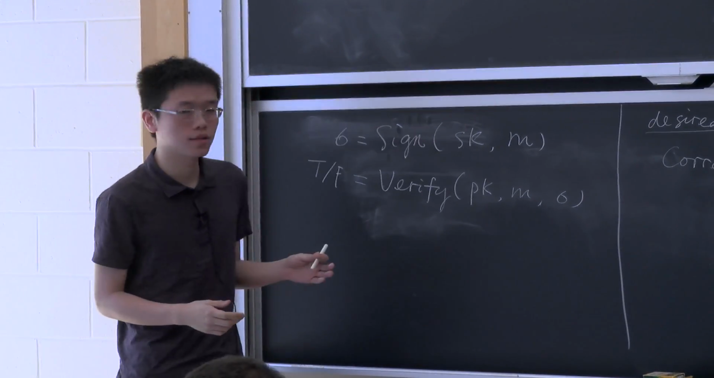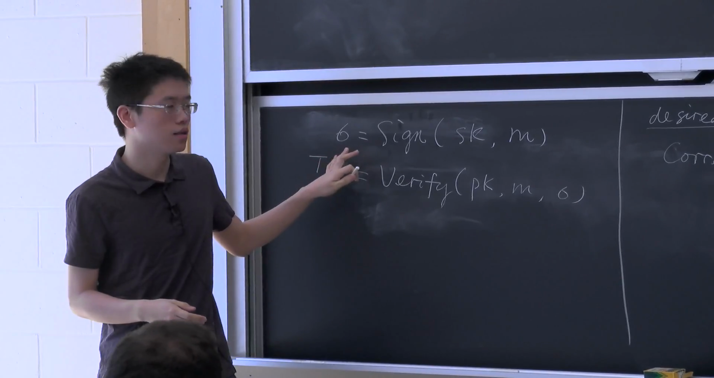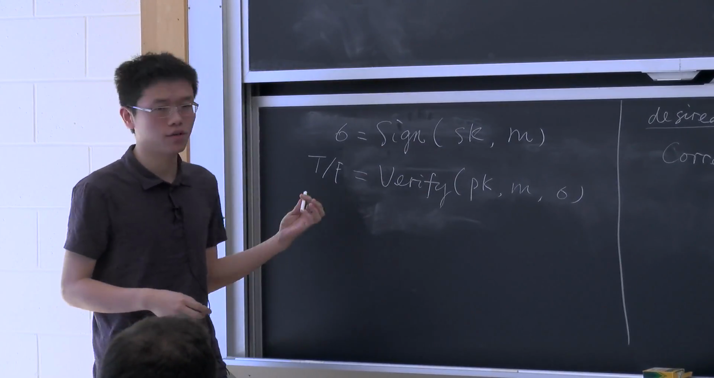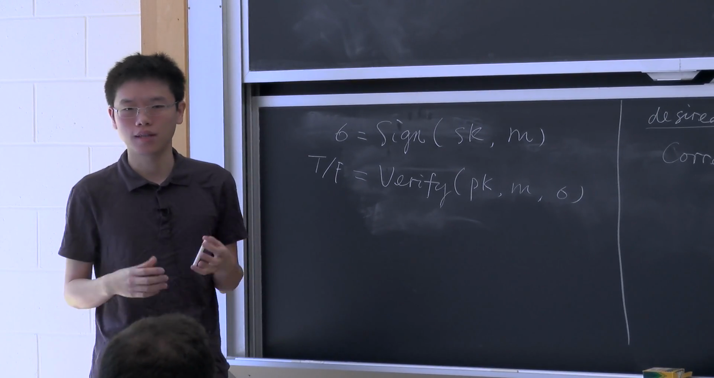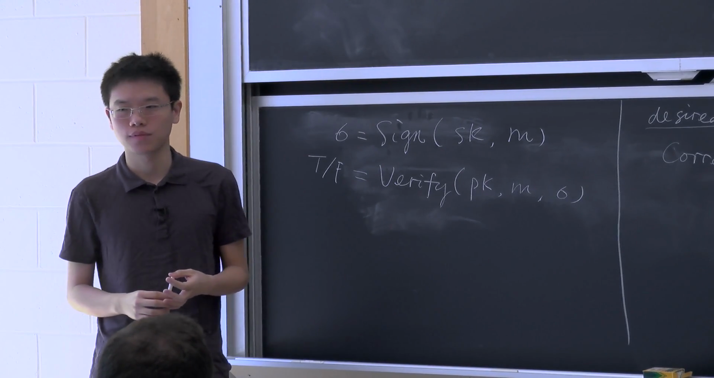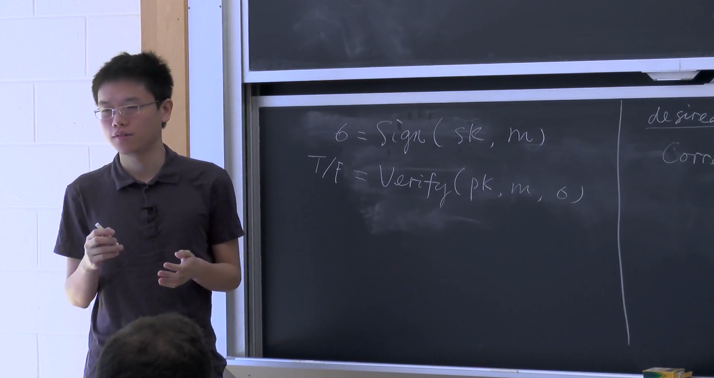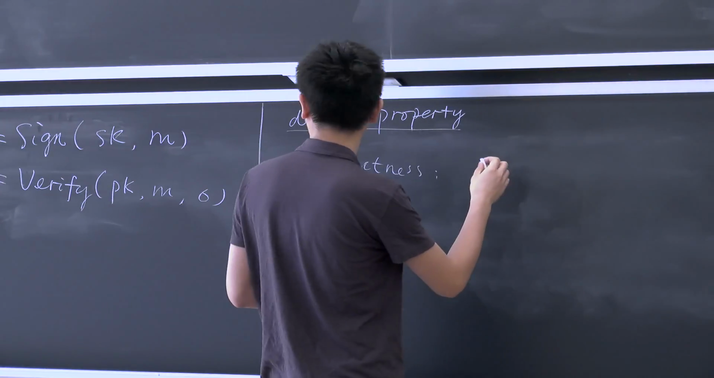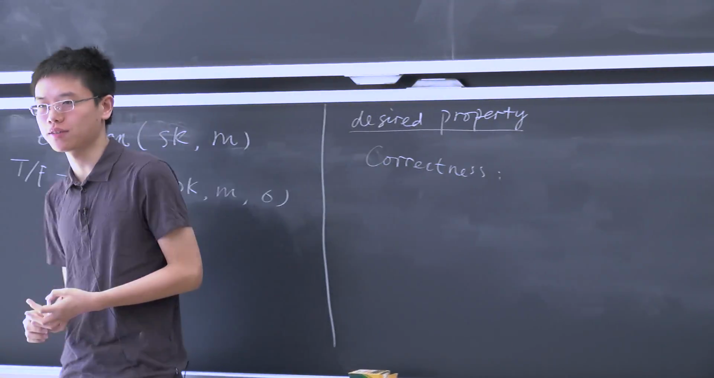That means if this sigma is indeed generated by this sign function, then verify better output 1. Otherwise, it should output 0. That's actually the first and the most basic property we want.